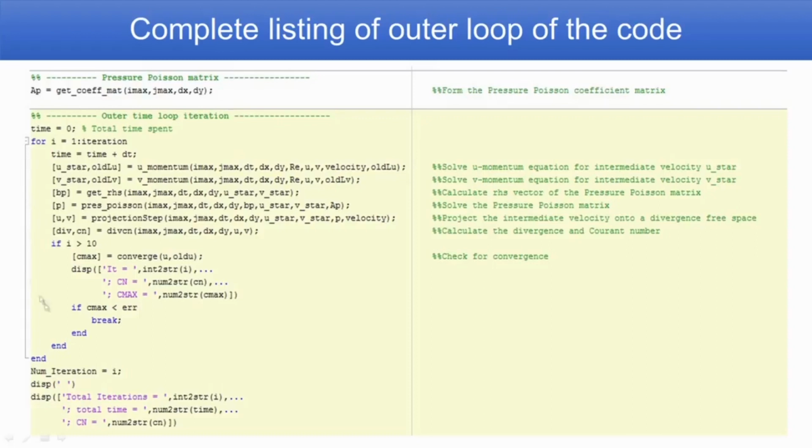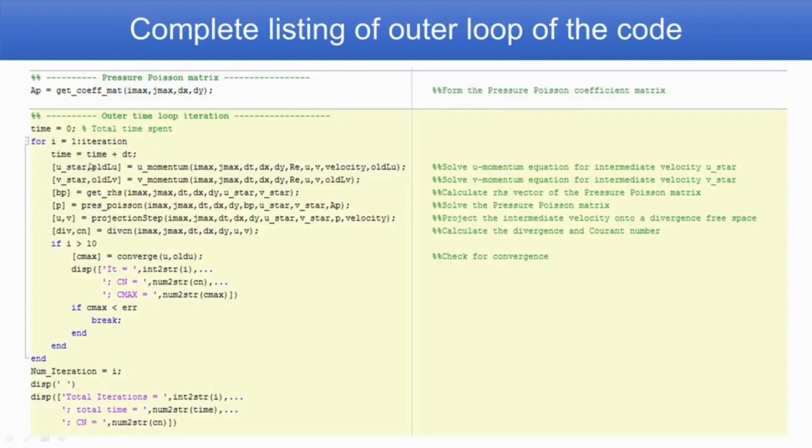And what is shown here is a complete listing of the outer loop code. So, you start from here, writing the pressure Poisson coefficient matrix. So, AP equals get coefficient matrix with arguments i max comma j max comma dx comma dy. Then the outer loop iteration: time is equal to 0, which is where you start the iteration by initializing time. So, first time is equal to 0, then for i equal to 1 to iteration, that is the number of iterations, you can decide the number of iterations or the convergence criteria.